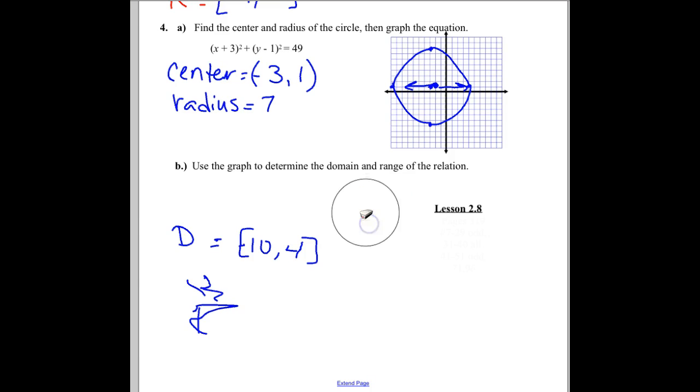All right, let's try this again. So we said our domain went from -10 to 4. Our range is going to go from what? -6 to 8. Yes? Okay. Questions on circles? Are we at a 3 or 4 at least? At least a 3? We got it?